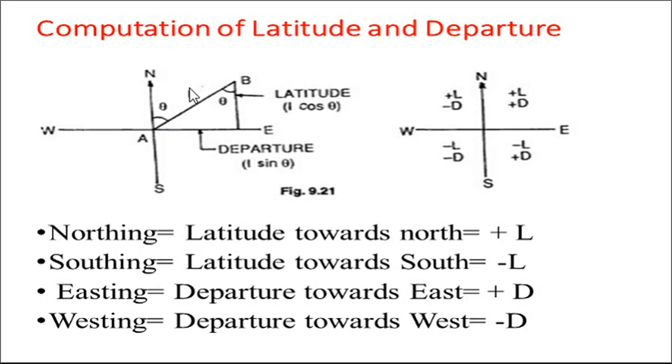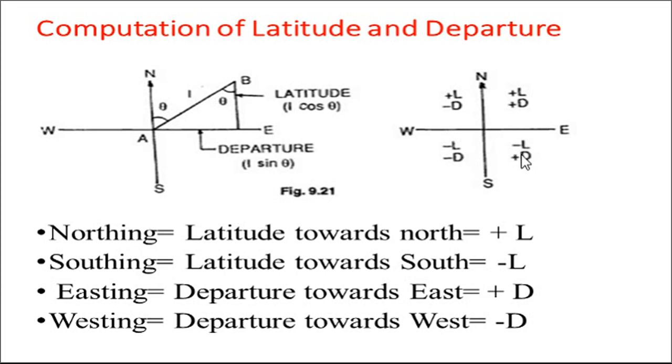So this is the first quadrant, second quadrant, third quadrant and fourth quadrant. So depending upon the position of line, now in this case the line AB is in first quadrant. So when the line is in first quadrant, its latitude as well as departure both are positive.